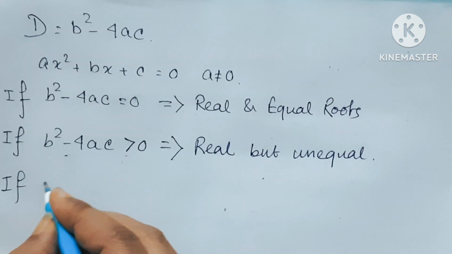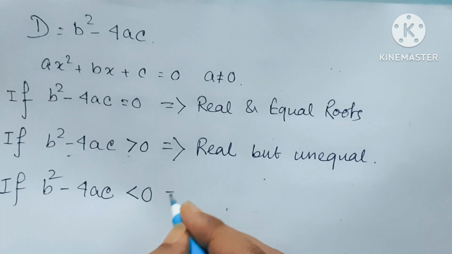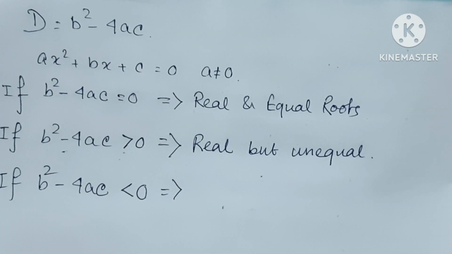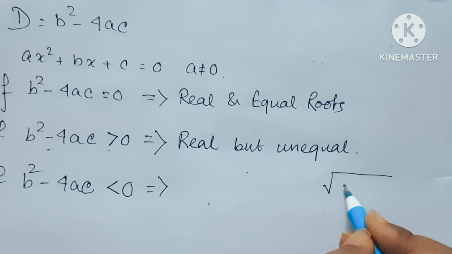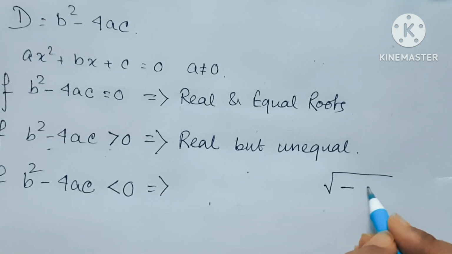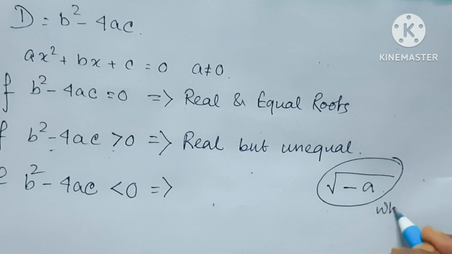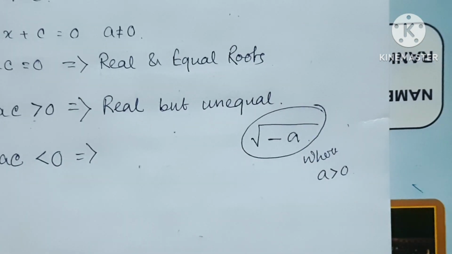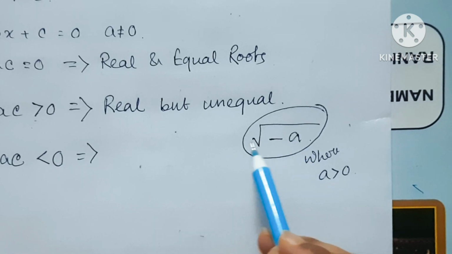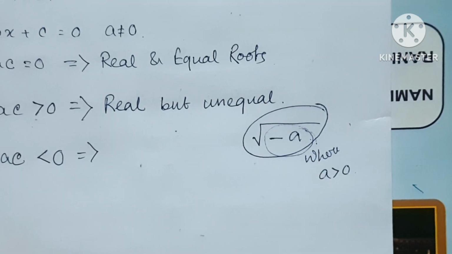And if b square minus 4ac is less than 0, what does it mean? Less than 0 means the roots are imaginary. See, if there is a negative number under the root, some where a greater than 0, okay, that means it is the root of a negative number, and the root of a negative number gives a complex number.